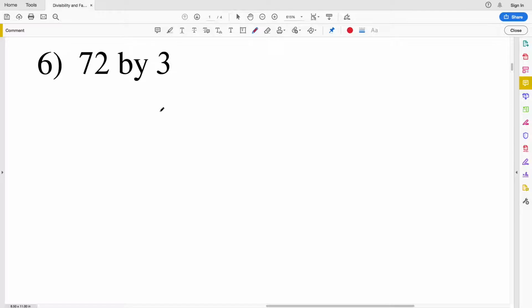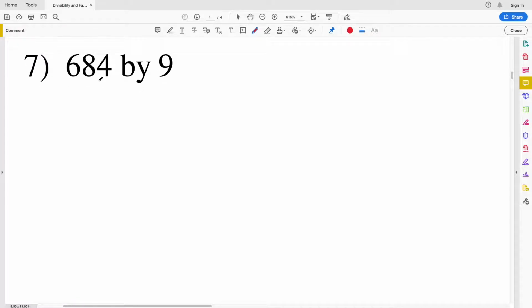So because 72 is divisible by 6, it has to also be divisible by 3, since being divisible by 6 is being divisible by both 2 and 3. But just in case you forgot, and for extra practice, let's add 7 to 2. So 7 plus 2 will give us 9, and 9 is 3 times 3. So it is indeed divisible by 3. So yes is our answer for number 6.